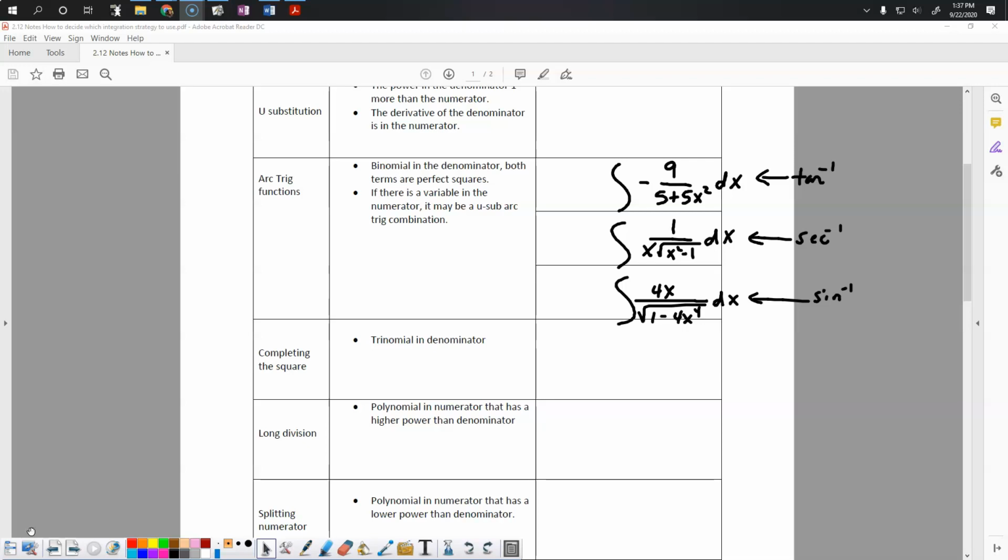For the first one there, the arctan, you're going to factor a 5 out of the denominator, and you're going to factor a 9 out of the numerator. But other than that, I'll let you guys figure it out from there. So go ahead and pause the video. When you unpause it, you'll see the solution.